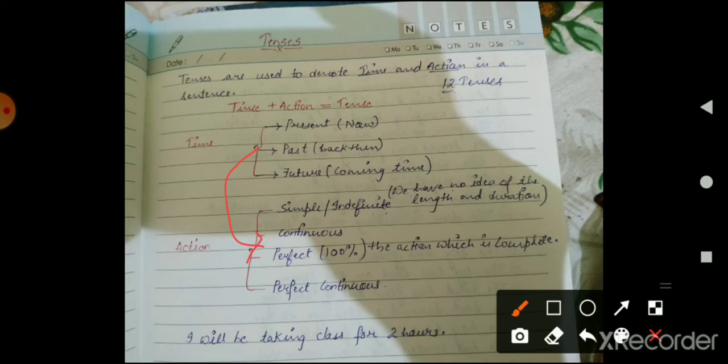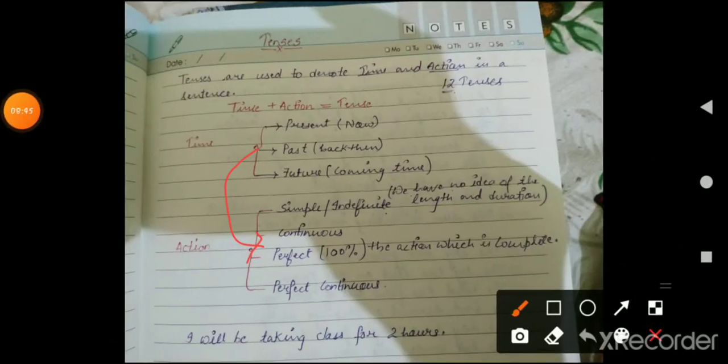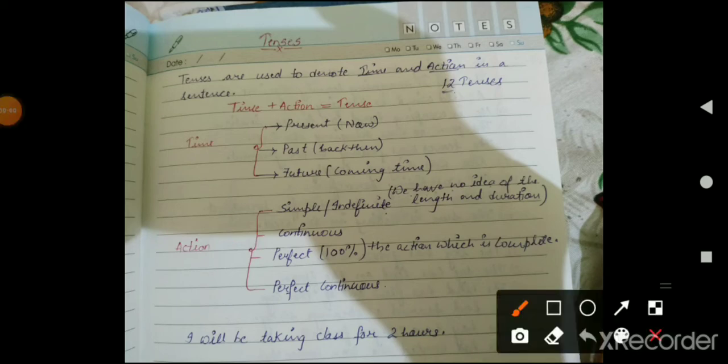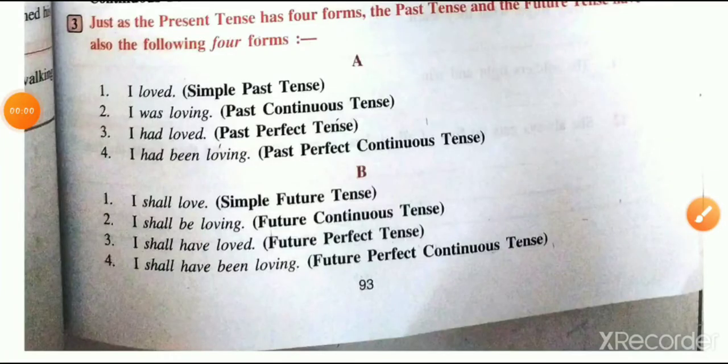So now let's see how these tenses are formed. The first type of tense is present simple tense. We have taken the time part from here, and then we have added time plus action. Okay children, I hope you understood the time and action part. Now by adding time and action together we form our 12 types of tenses.